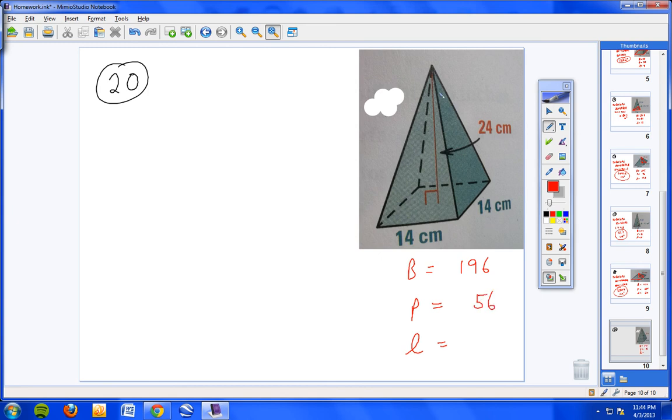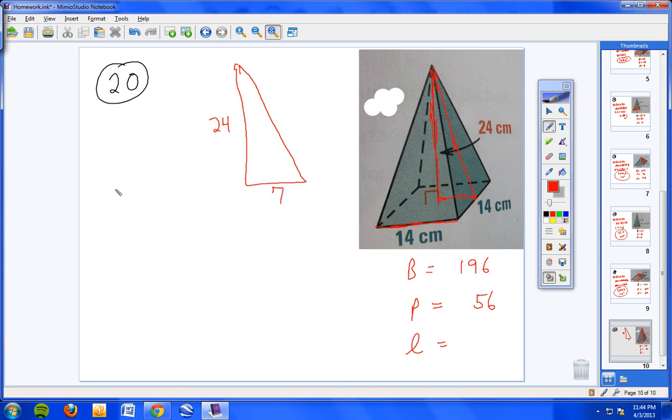And now let's find the slant height, our L. So let's go ahead and draw our triangle here so we can see it. You come straight down and then come straight over, and it hits right here. And then draw our slant height coming down. And that's the triangle we're going to use to find our slant height. So we know this length here would be 24, which is the height going up. This whole side is 14, so cut that in half, which gives us a 7.